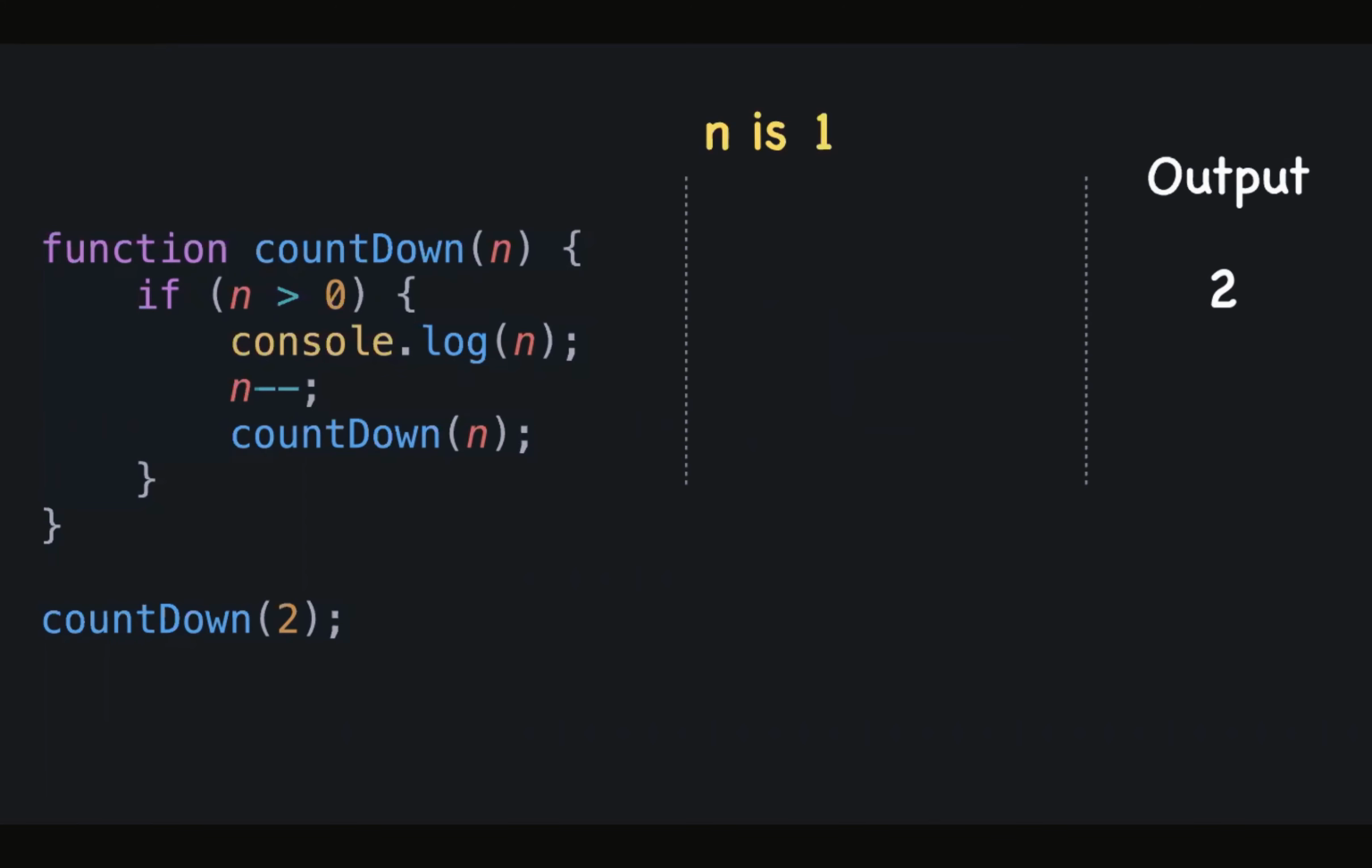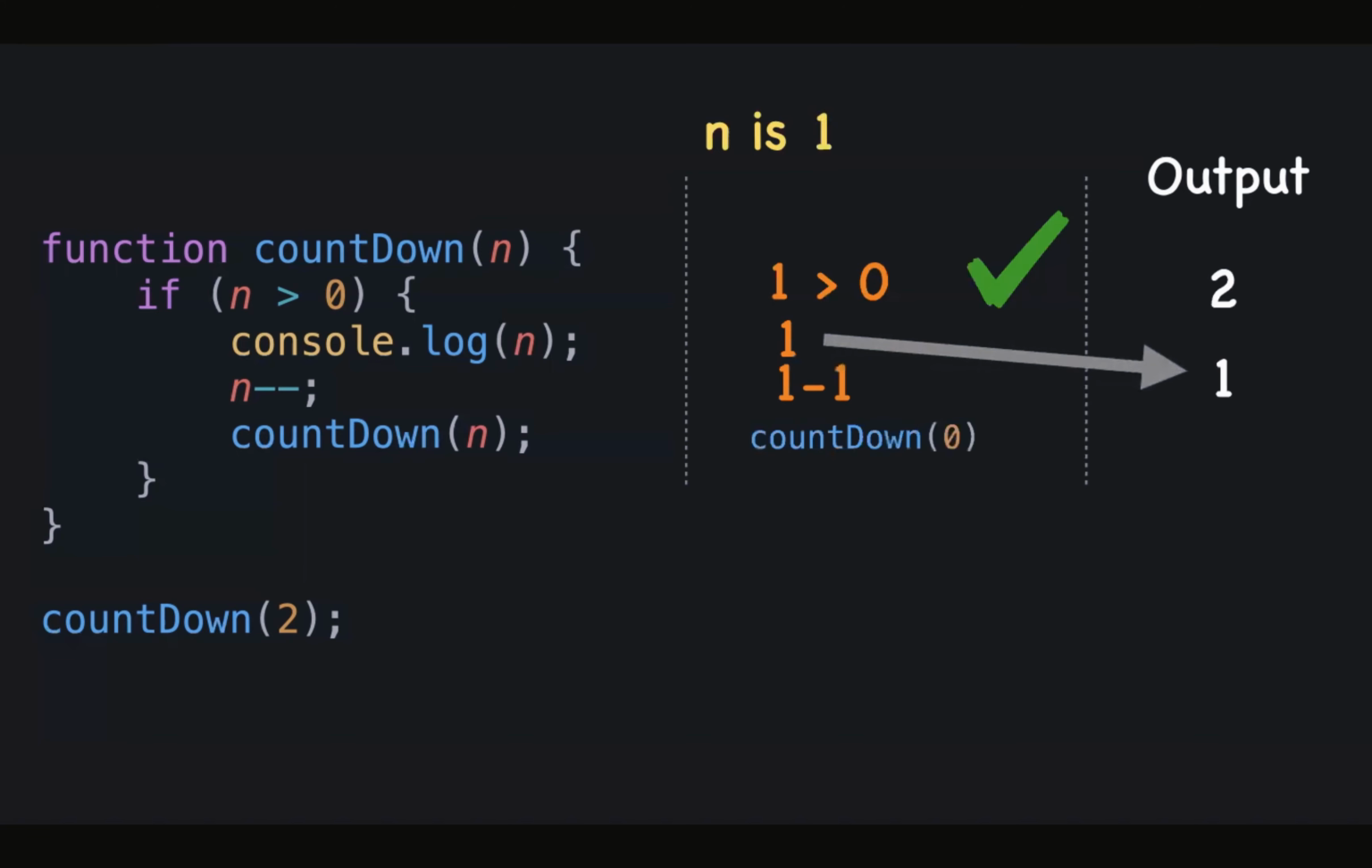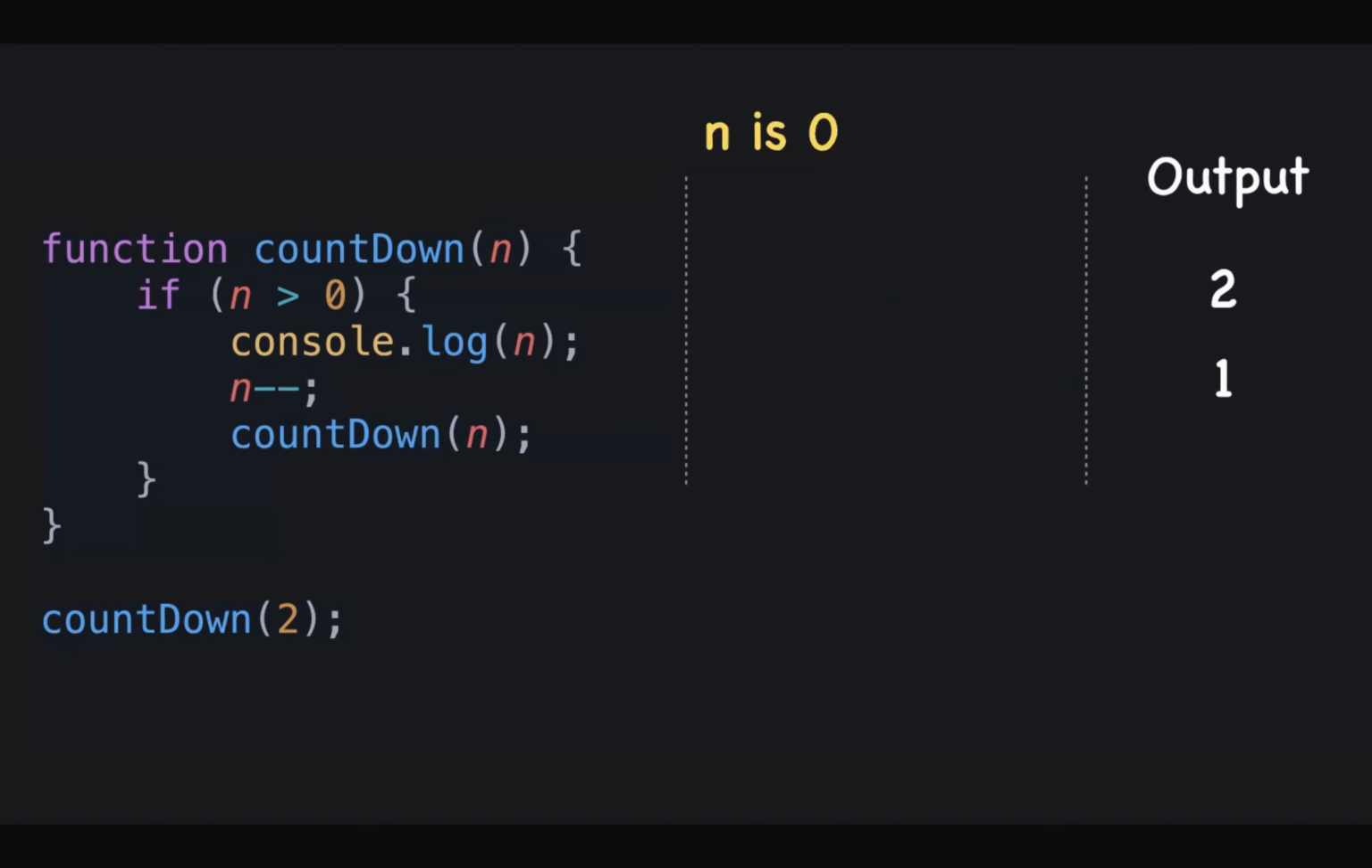Now the n is 1 and 1 is greater than 0, which is true, and 1 will be console logged. Then 1 gets decremented and countOn function is called with n as 0. Now the n is 0 and 0 is greater than 0 is not true, which breaks the recursive chain. This is how recursion works.